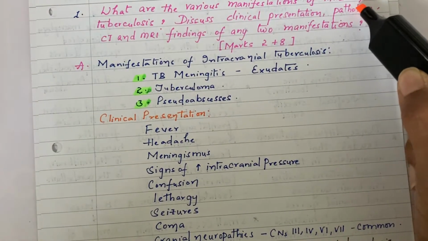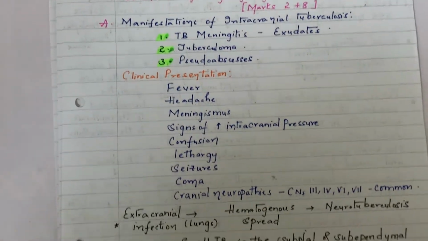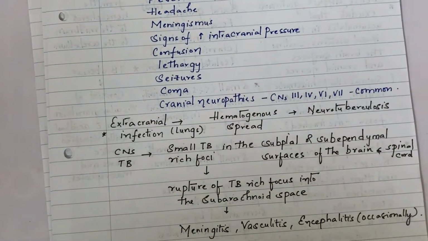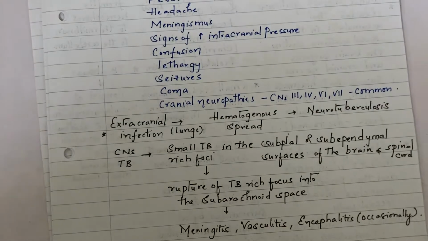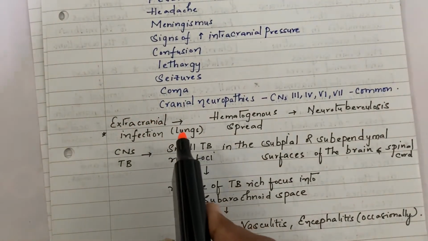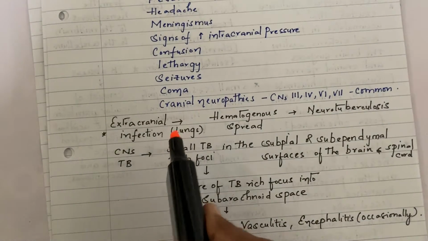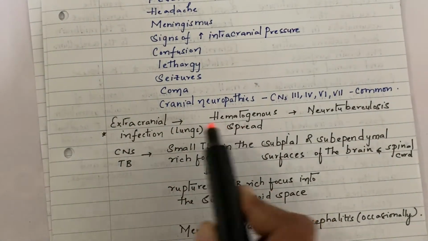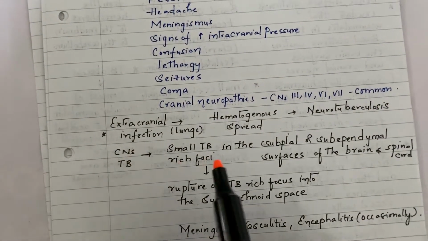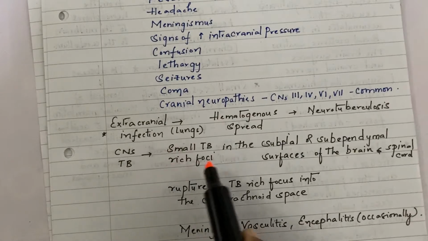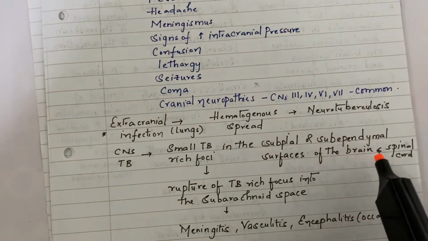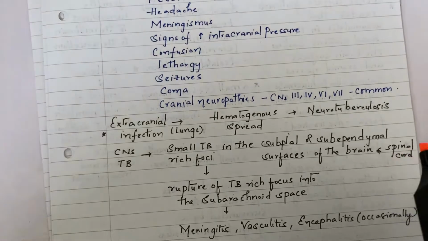Then going to pathology. Before going to pathology, we should know some basic points. In intracranial tuberculosis, first there will be an extracranial infection. Most common site of extracranial infection is lungs. Through the lungs, through the blood, the infection goes into the CNS. What happens when it enters the brain? In the brain, first it forms a small TB-rich focus in the subpial and subependymal surfaces of the brain and spinal cord. What is this subpial?